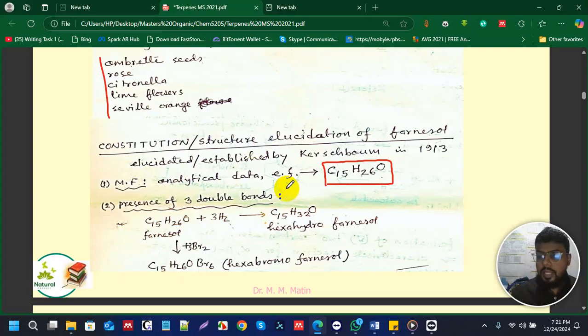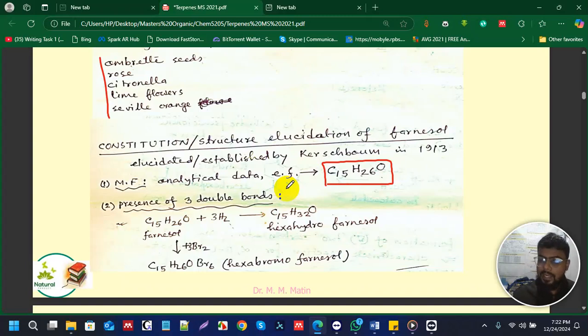And the second part is the presence of three double bonds. Kerschbaum in 1913 said that in the structure of farnesol there are three double bonds. How are we able to find out the presence of three double bonds in farnesol? According to the knowledge of organic chemistry, when we do hydrogenation, bromination, or halogenation, we can find out the existence of double bonds or unsaturation.